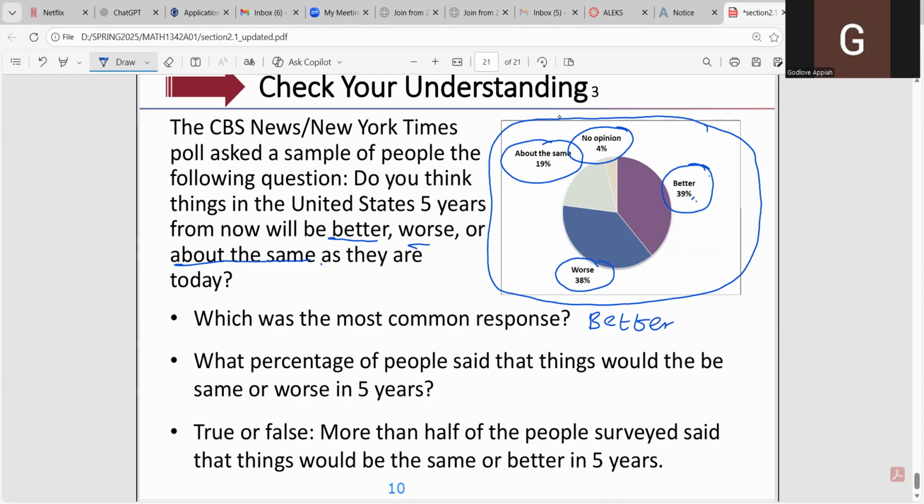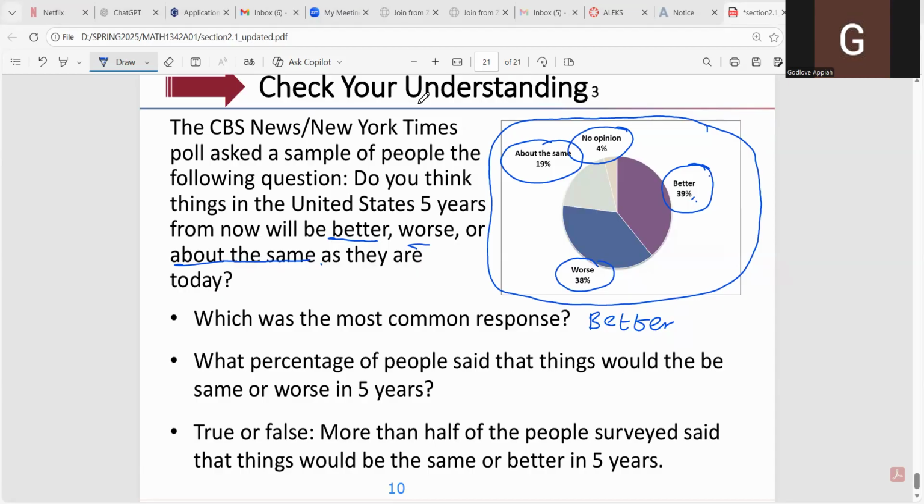The next question, what percentage of people said that things would be the same or worse in 5 years? So, can you guys type your answers in the chat? What percentage said that things would be the same or worse in 5 years? 57%, Trip says 57%. Anybody else? Kenna says 57. All right.